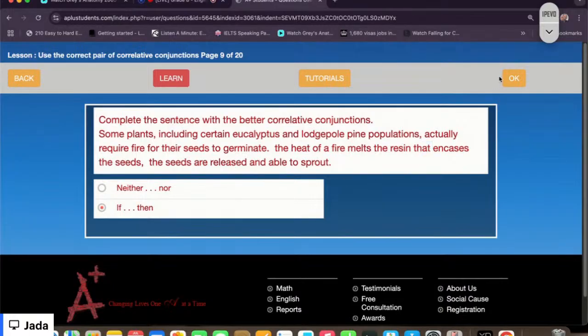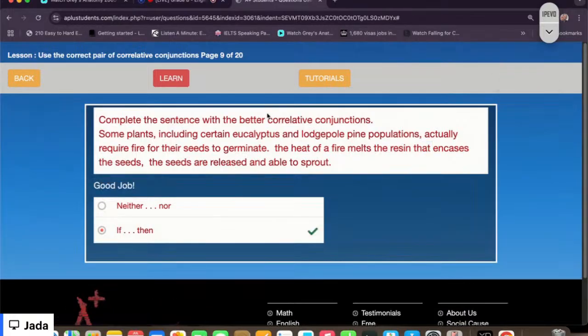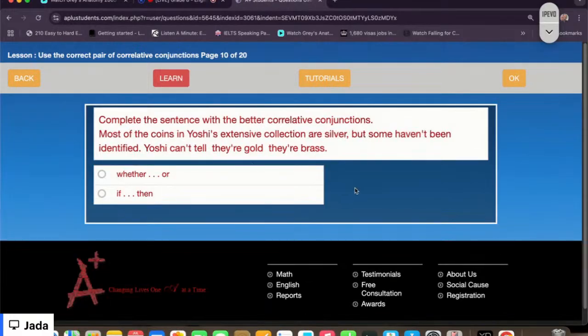So we have if then. Okay. So most of the coins in Yoshi's extensive collection are silver, but some haven't been identified. Yoshi can't tell whether they are gold or brass. Whether or, if then, which of them?